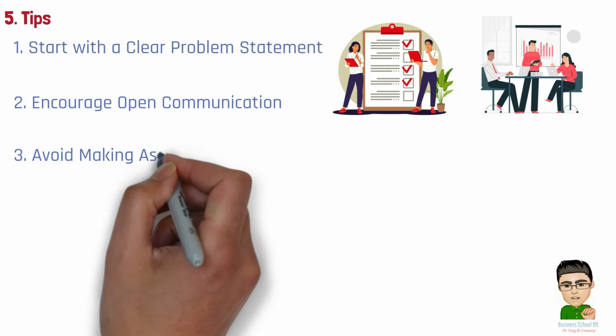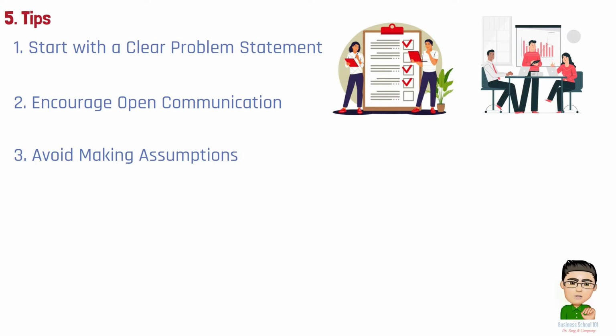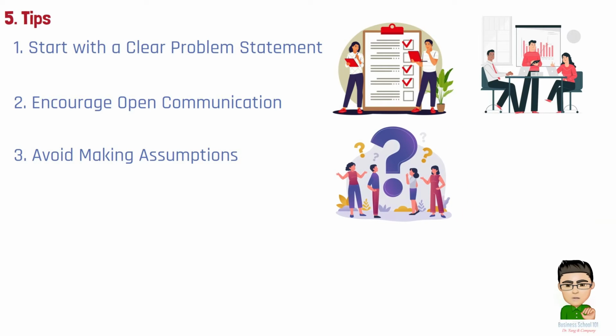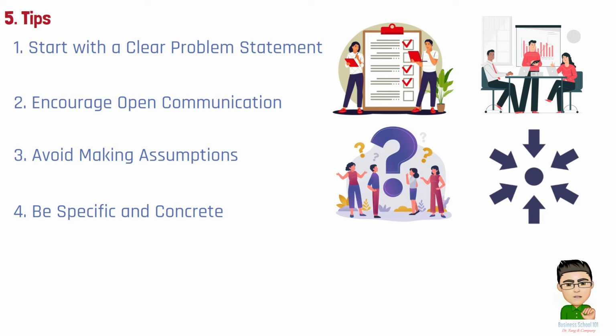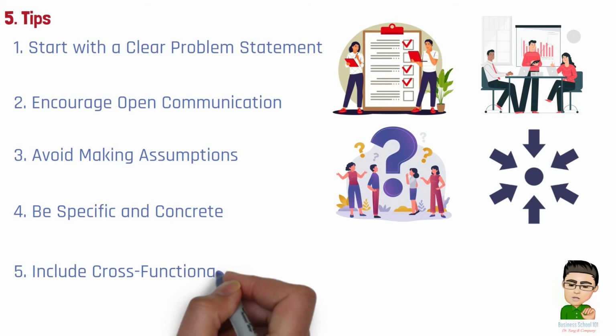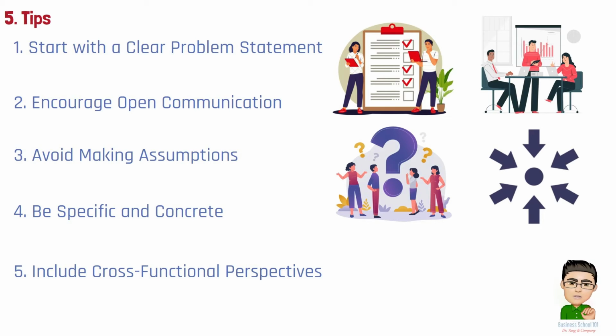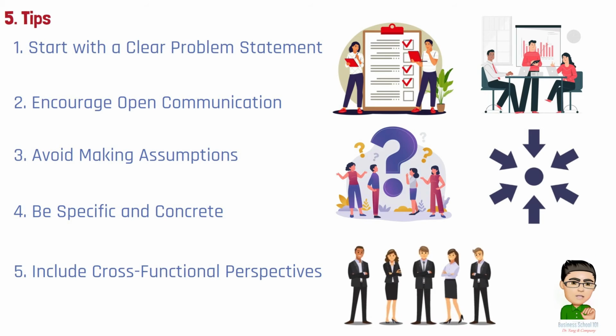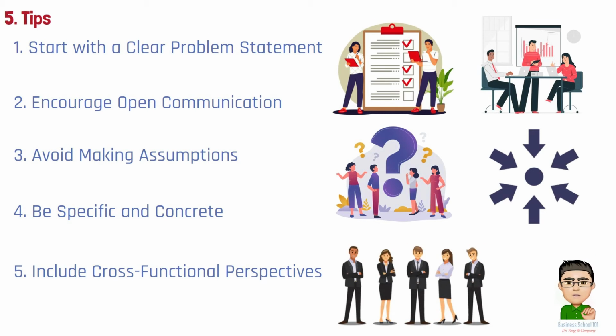Number 3. Avoid making assumptions. Resist the temptation to make assumptions or jump to conclusions. Base your analysis on data, facts, and evidence, rather than preconceived notions. Number 4. Be specific and concrete. Ensure that the questions and answers are specific and concrete. Vague or general responses may lead to unclear conclusions and hinder the identification of true root causes. Number 5. Include cross-functional perspectives. If possible, involve individuals from different departments or functions in the analysis. This diversity of perspectives can provide a more comprehensive understanding of the problem.